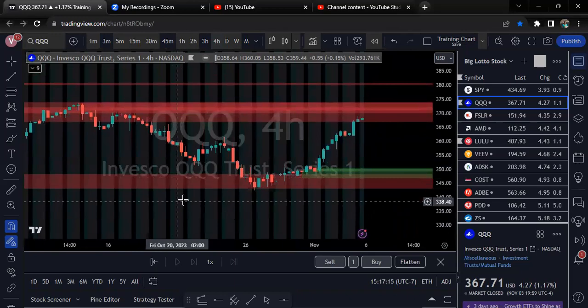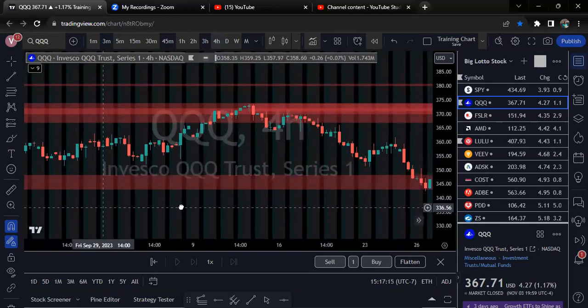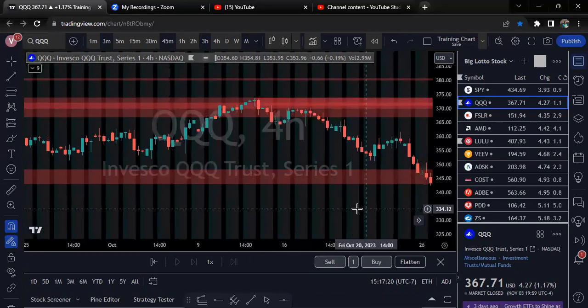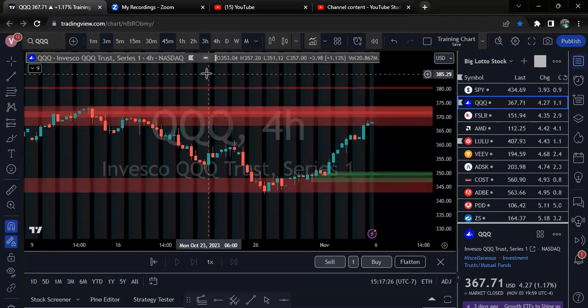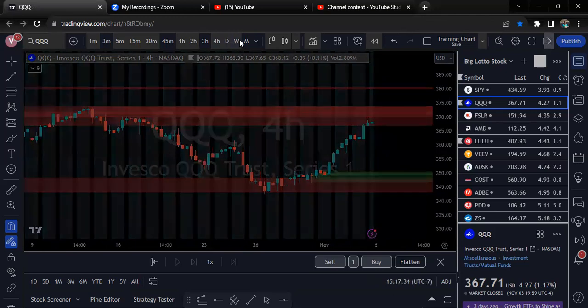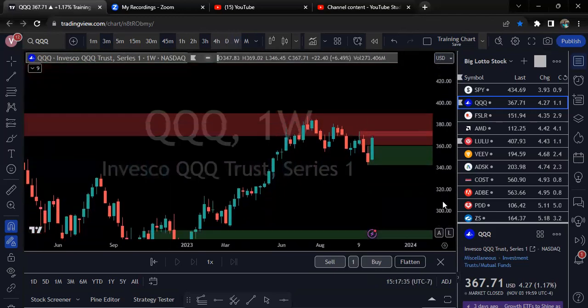Have a visual of where this stock is headed back to. It's headed back to this same level. You have to look at it on a higher time frame. You can even go to weekly and see where is this?